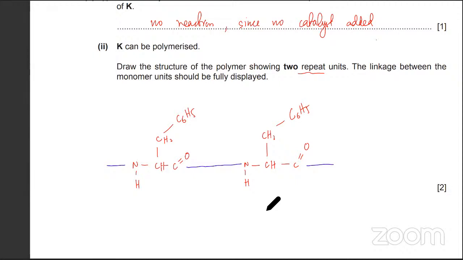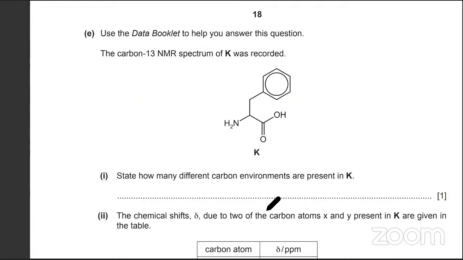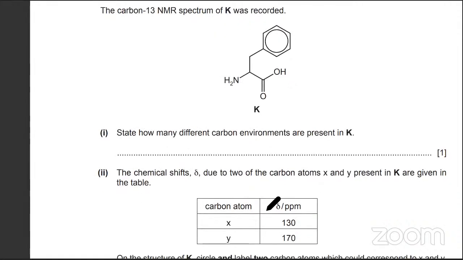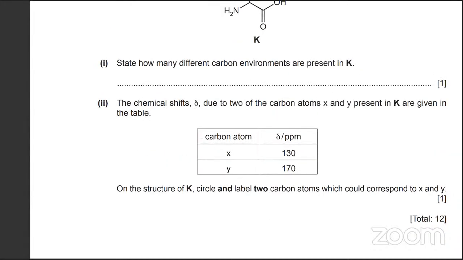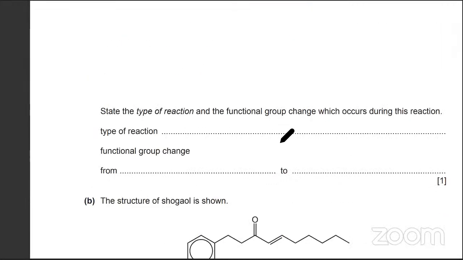So the next one, he's talking about K again. Carbon-13 NMR spectrum of K was recorded. State how many carbon environments are present in K and so on. So that's a question about carbon-13 NMR spectrum. We're not going to do that right now. Let's see if there's any other organic questions. So there's another question, organic.